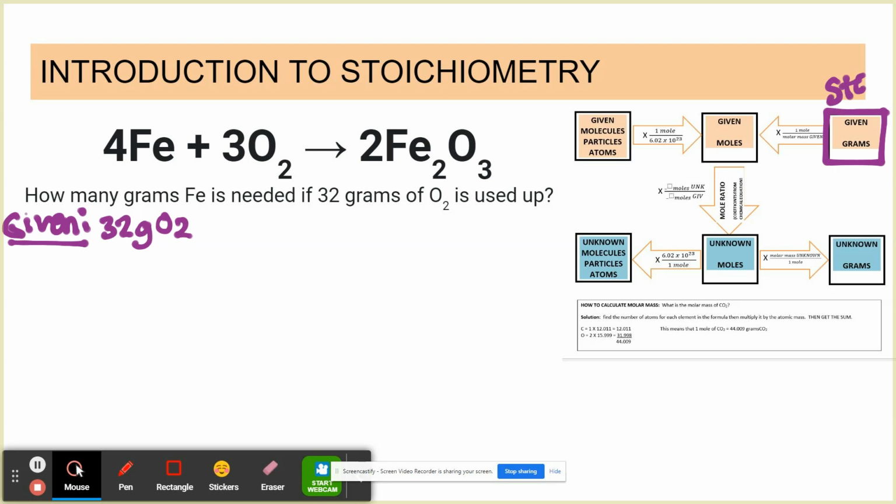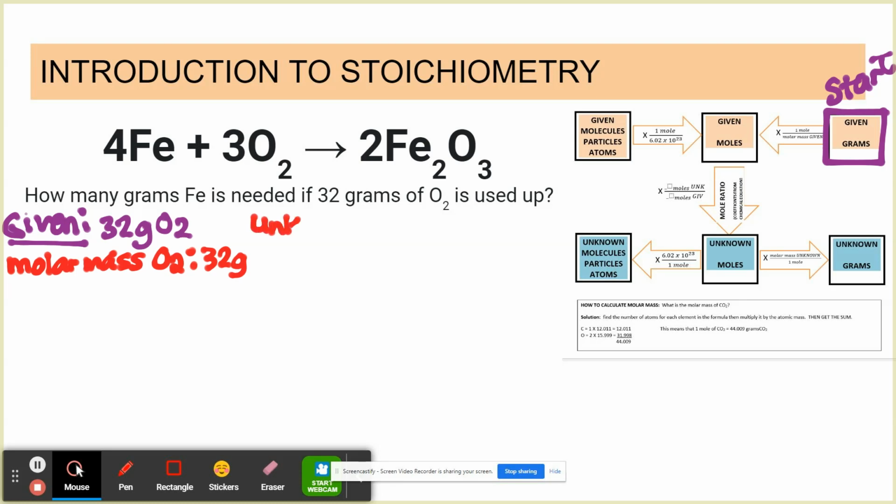Start. But wait a minute. We said if you ever see the word grams, we have to get the molar mass. So I see grams. Therefore, I need the molar mass of whatever formula follows the word gram. So it's O2. And what is the molar mass of O2? O is 16 times 2. This gives me 32.